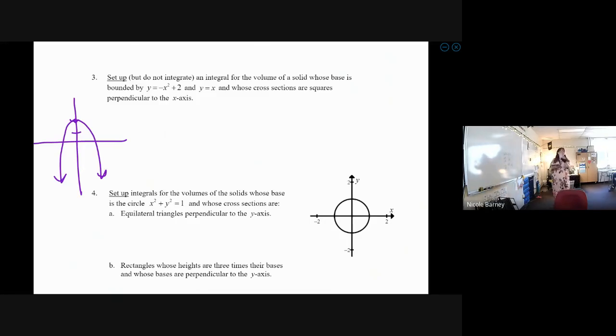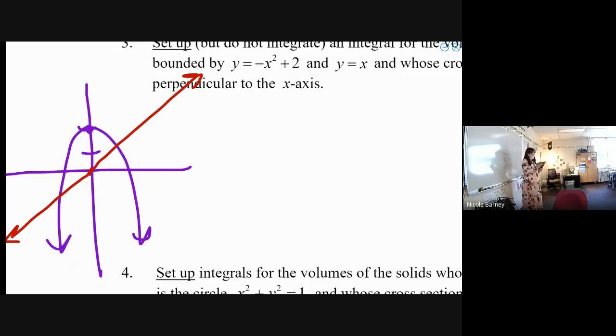Okay, do you guys agree that that's negative x squared plus 2? Okay. And then y equals x. So the area that's bounded by that is this area right here.